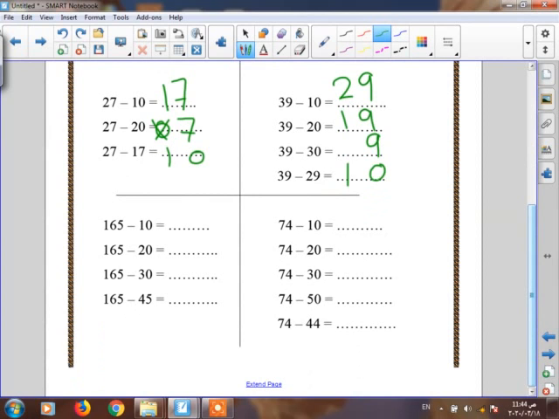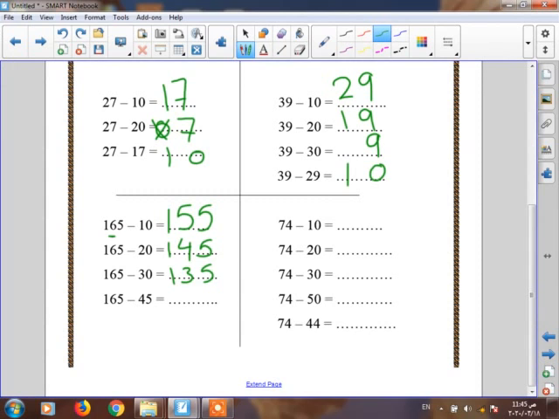165 minus 10. Here, Junior, I will subtract from the tens only. So what I have in the tens, I have 6. So I will make 165 minus 10, so the answer is 155. For the other one, 165 minus 20, I will take 2 from the tens only, so the answer is 145. 165 minus 30 equals 135. For the last one, 165 minus 45.